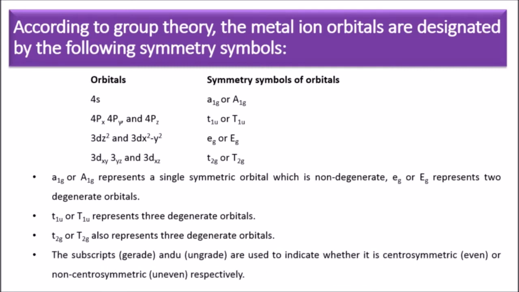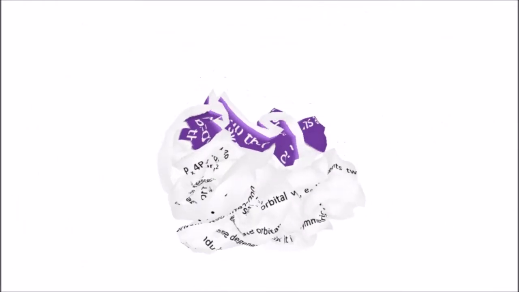The subscript g stands for gerade and u stands for ungerade, used to indicate whether it is centrosymmetric, that is even, or non-centrosymmetric, that means uneven, respectively. So where g is applied, it is centrosymmetric or even, and where u is applied, it is non-centrosymmetric, that means uneven. That way we can represent these symmetry terms.